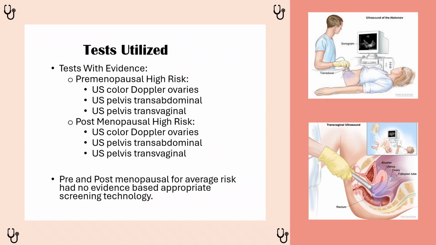The tests utilized to screen for ovarian cancer were minimal. So these are the tests that had evidence, but it was only for pre and postmenopausal women at high risk. They used the ultrasound color Doppler for the ovaries, ultrasound pelvis transabdominal, and the ultrasound pelvis transvaginal, but the pre and postmenopausal women at average risk had no evidence-based appropriate technology to screen for ovarian cancer.